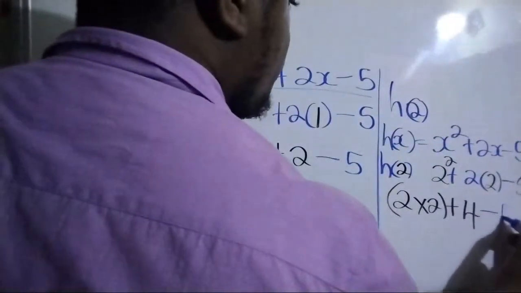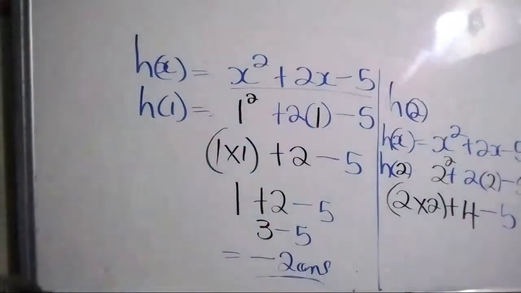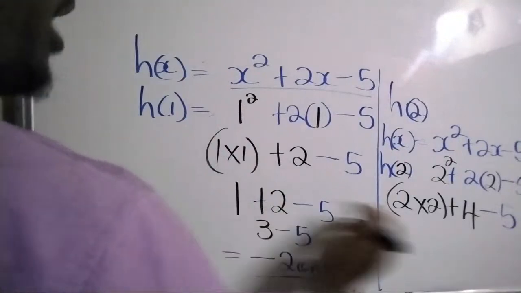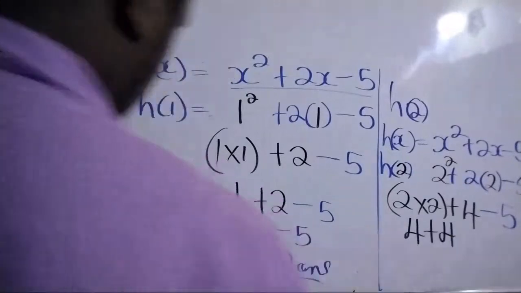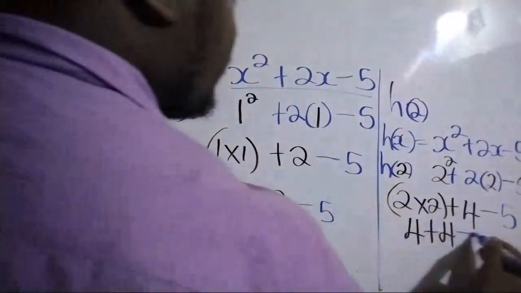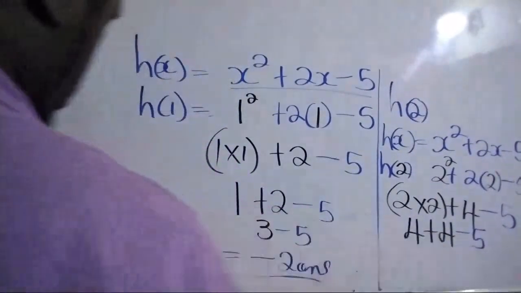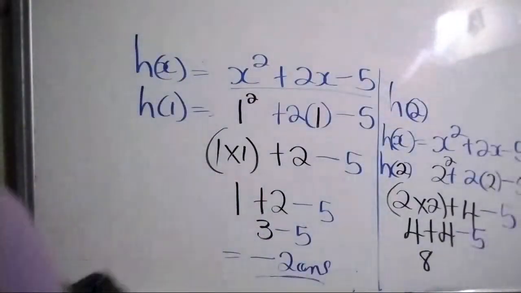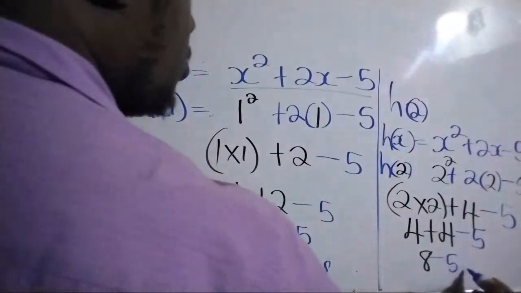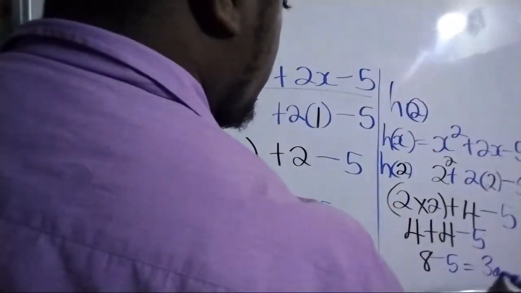Alright? So let us simplify now. 2 times 2 is 4, so that's 4 plus 4, and then we minus 5. So 4 plus 4, that's 8, and then we minus the 5 from the 8. So our answer is 3. Alright?